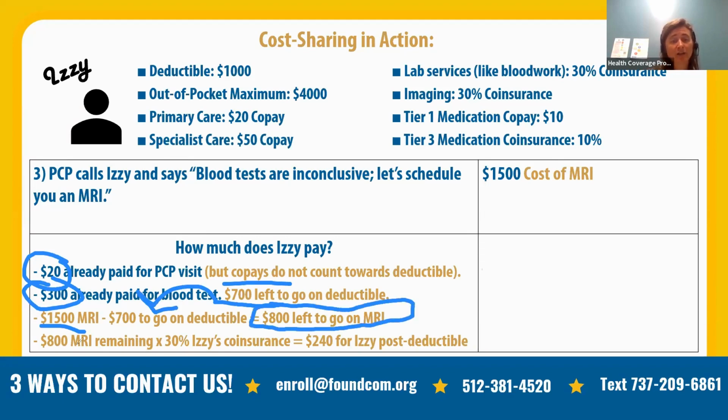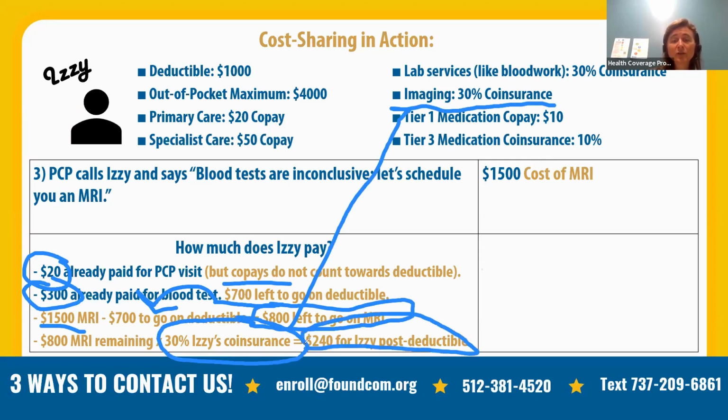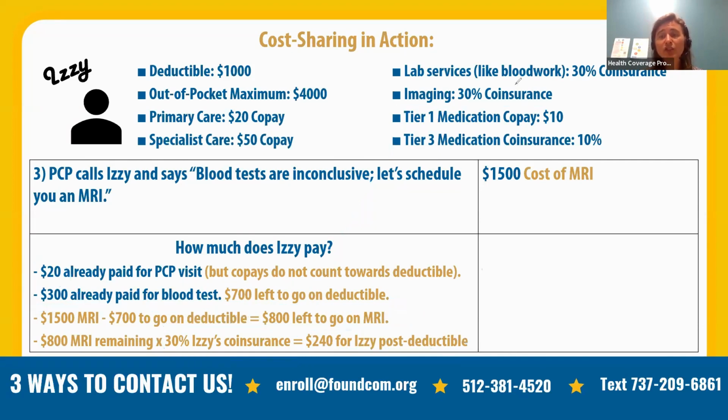Out of that $800 left, we know that there's a 30% coinsurance on imaging, right? You can see that listed up here again. So for Izzy, 30% of $800 is $240. So rather than paying another $1,000 deductible for that MRI, you only have to meet the deductible once in the year. And so for Izzy, it's $240 for that MRI after the extra $700 towards the deductible, and after the $300 for the blood test on the other visit.